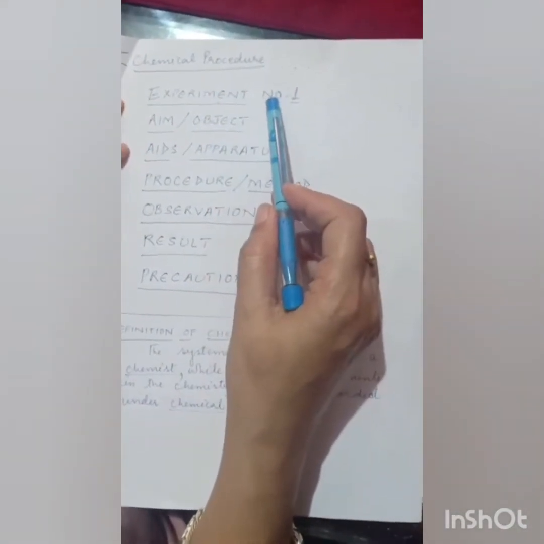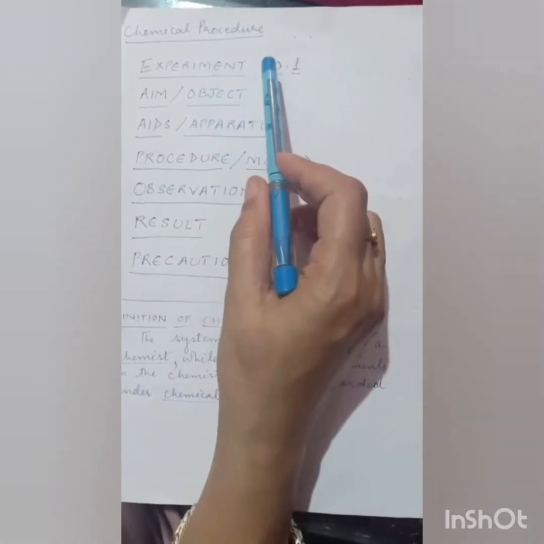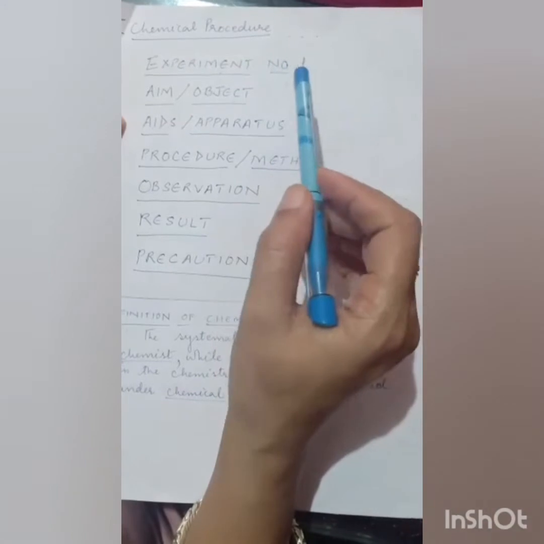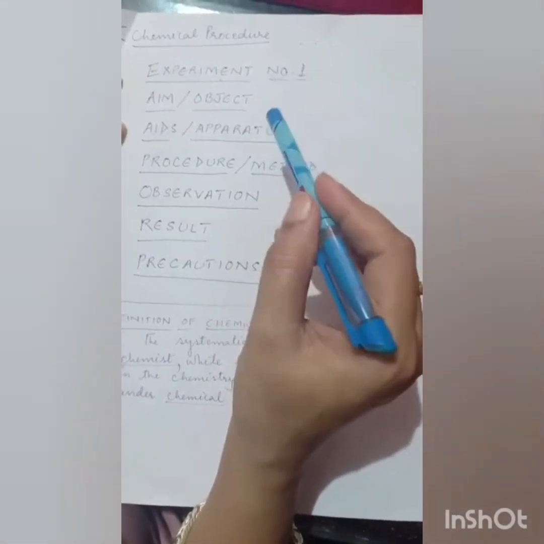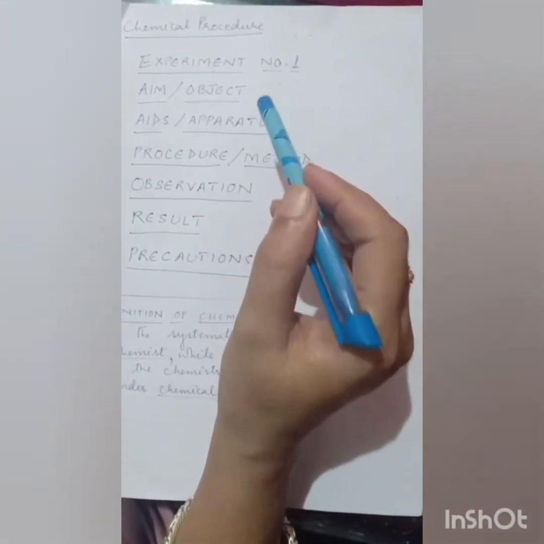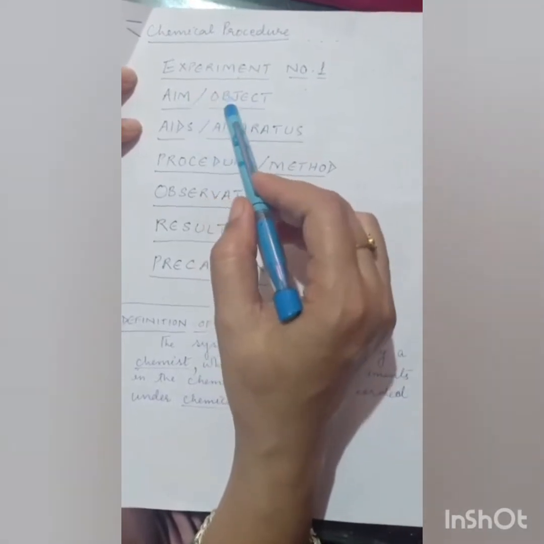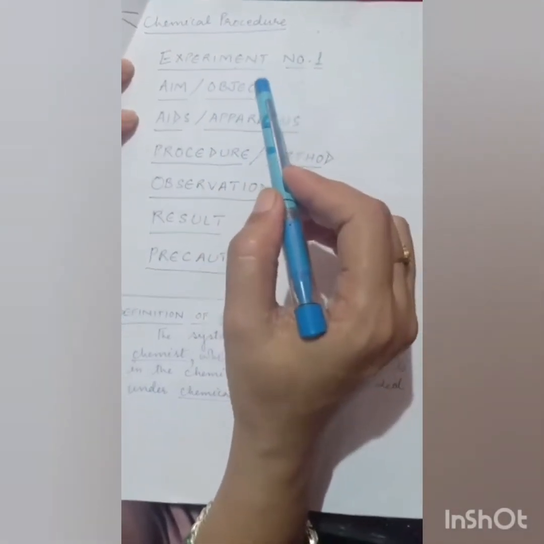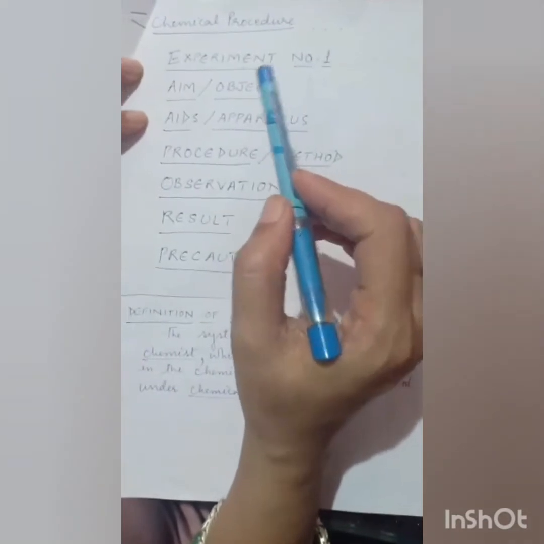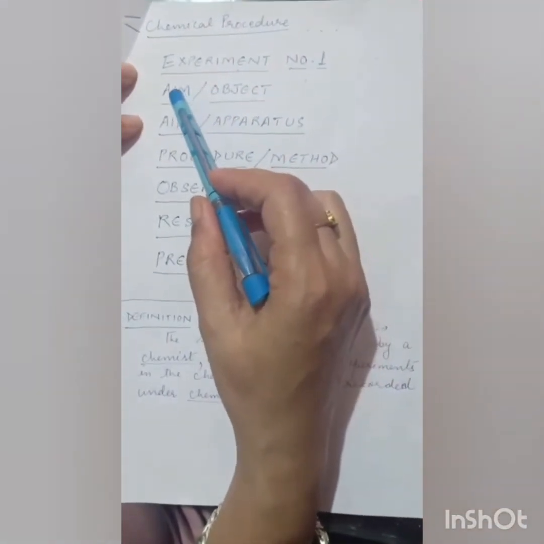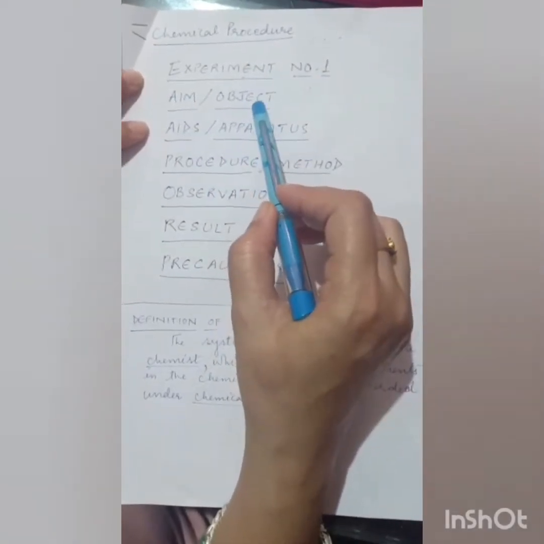The first step is experiment number. So why do we have this experiment number? We have this because a scientist can perform a number of experiments, so he needs to give a number to it. After that we have the aim of the experiment, which means what are we going to do? What is the objective of performing that experiment? So that is recorded under aim or object.